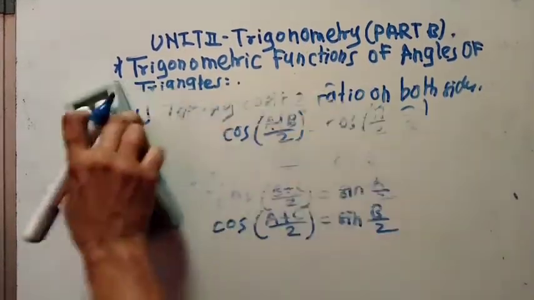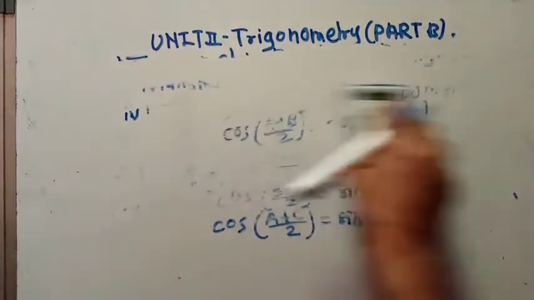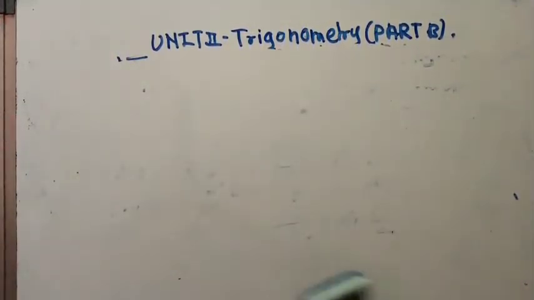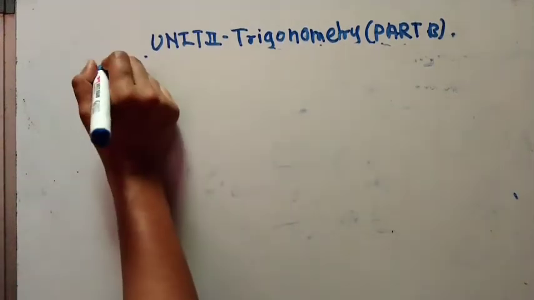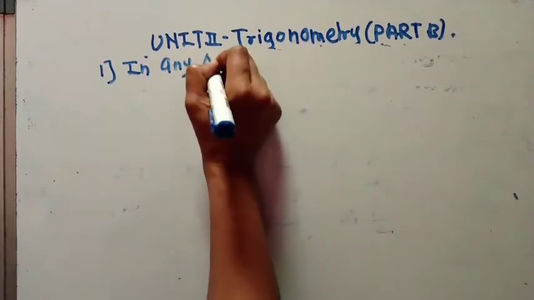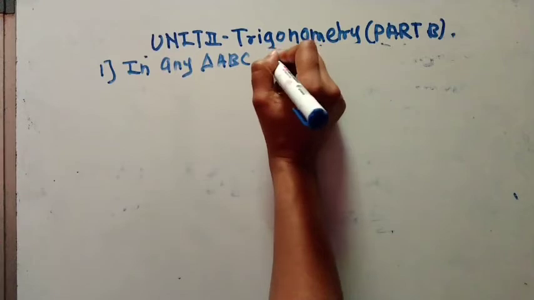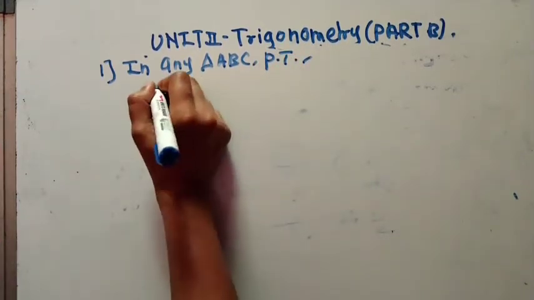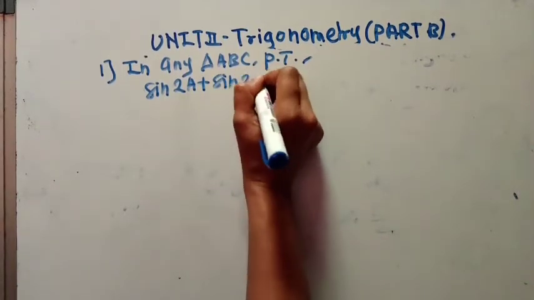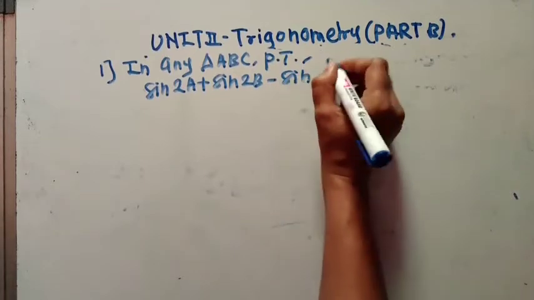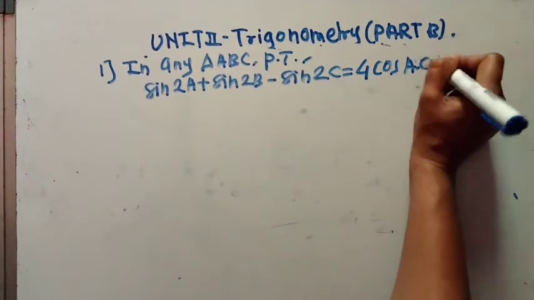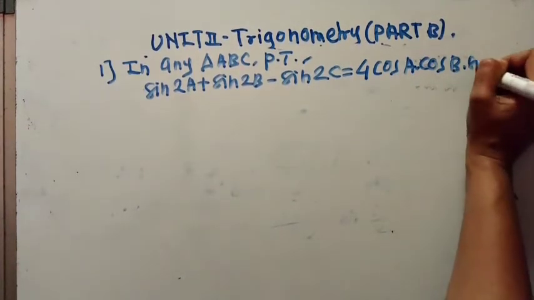Then we give the first example. In any triangle ABC, prove that sin 2A plus sin 2B minus sin 2C is equal to 4 cos A into cos B into sin C.